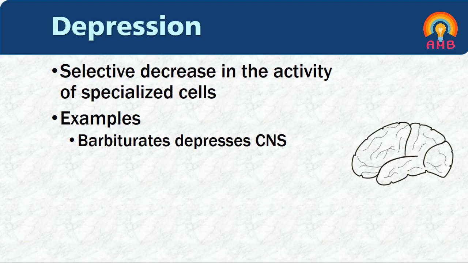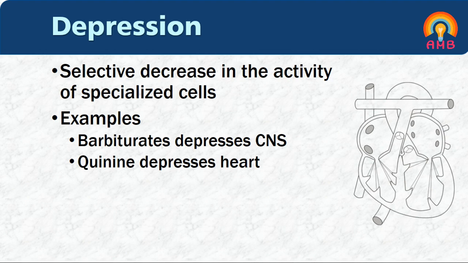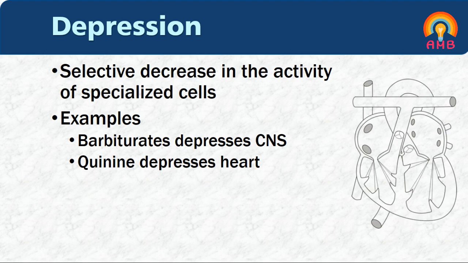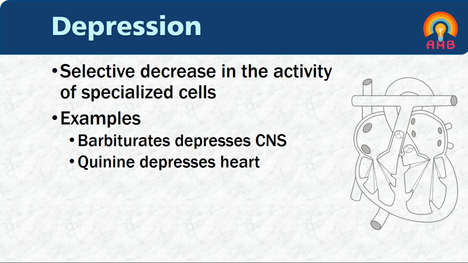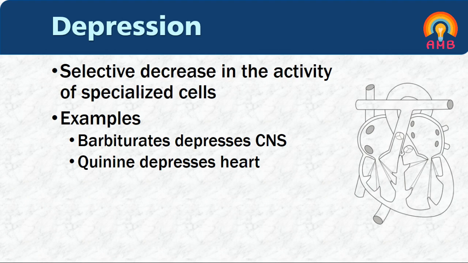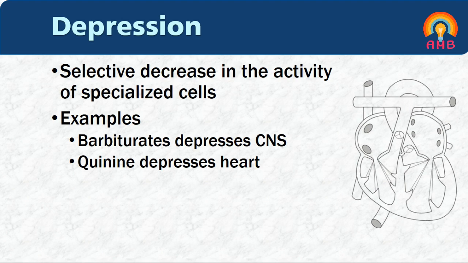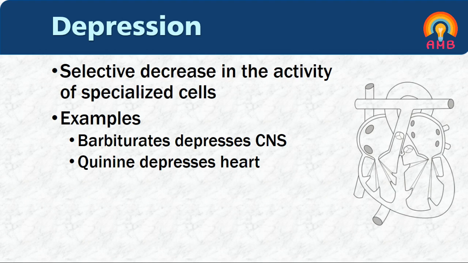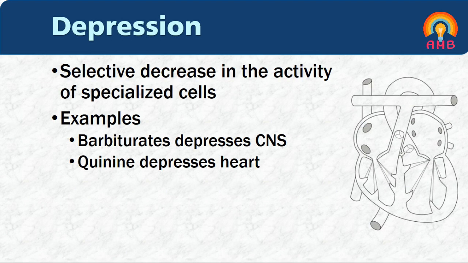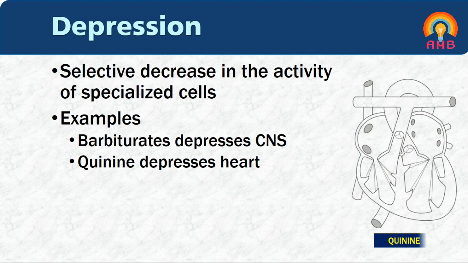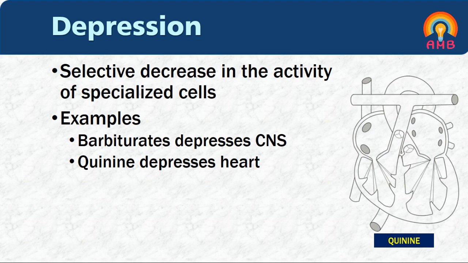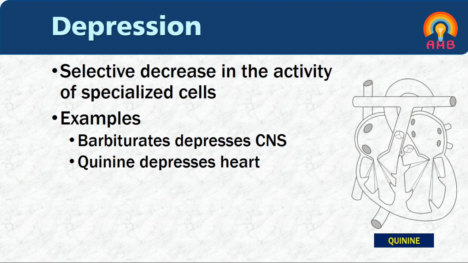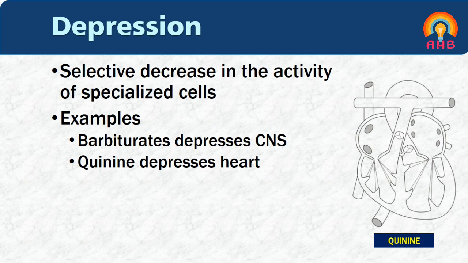Another example is quinine. Quinine depresses the heart. Already we discussed that adrenaline stimulates the heart and increases the heart rate, but quinine depresses the heart and it decreases the heart rate and force of contraction. You can see the speed of the heart in absence of quinine and in presence of quinine. In presence of quinine, the heart rate is decreased. So that effect is nothing but a depressant action on the heart.